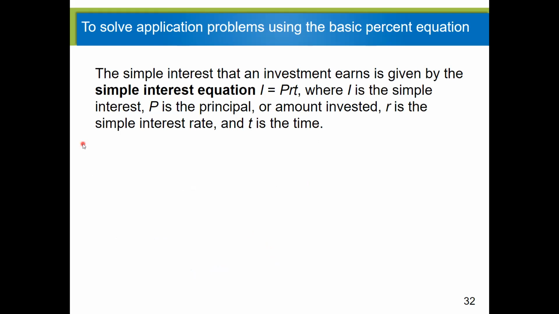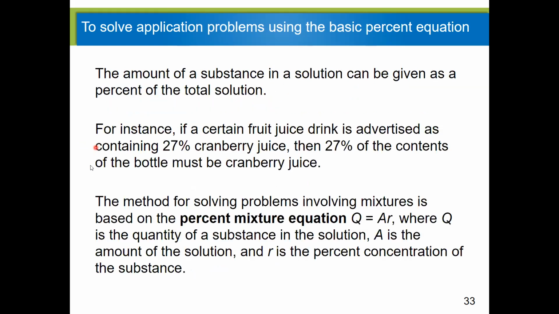Interest rate equations follow the same basic concept where I give you a bunch of information, and you plug it in to get to your solution. Percentage mixtures work the same way. Q equals AR, where Q is a quantity of a substance, A is the amount, and R is a percent concentration.